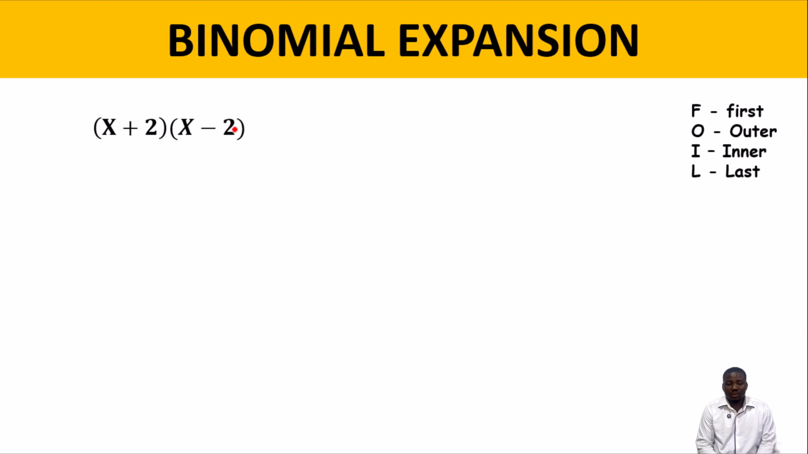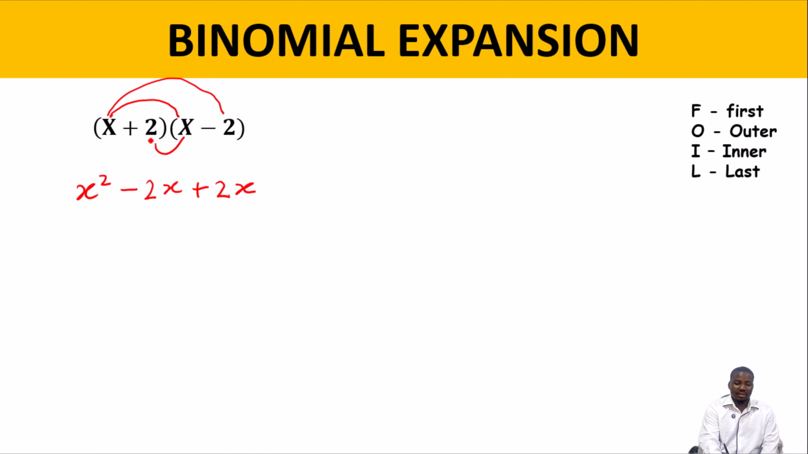So we have this question as well. Now that we already know how this is done, I'll be fast with this. x times x is x squared. x times negative 2 is negative 2x. 2 times x is positive 2x. And 2 times negative 2 is negative 4. So negative 2x and positive 2x will give us 0. So our answer is x squared minus 4.